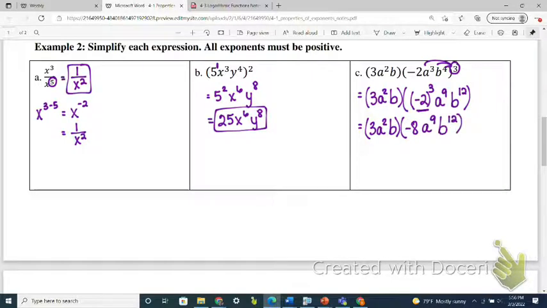So here we're going to multiply our big numbers. So 3 times negative 8 is negative 24. I'm going to add my exponents. So my a's combined, 2 plus 9 is 11. My b's combined, remember when there isn't an exponent, it is understood to be 1. So 1 plus 12 is 13.